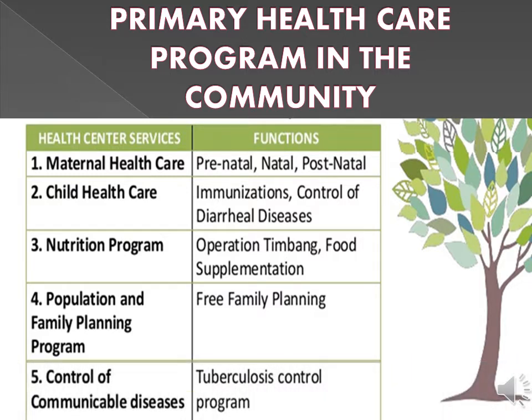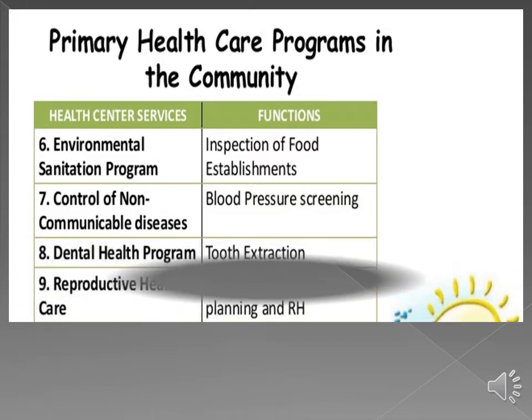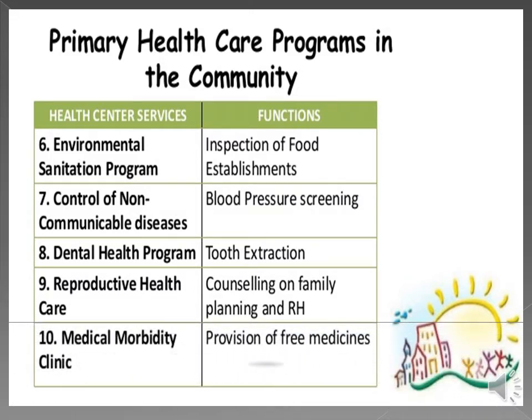Number 5, control of communicable diseases, which has the tuberculosis control program. The inspection of food establishments, which is under number 6, the environmental sanitation program. Number 7, the control of non-communicable diseases, which provides blood pressure screening. Number 8, the dental health program that provides tooth extraction. And number 9, reproductive health care, which provides counseling on family planning and reproductive health.